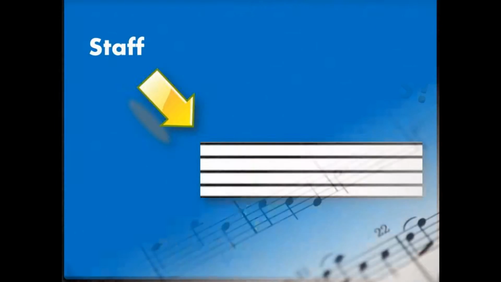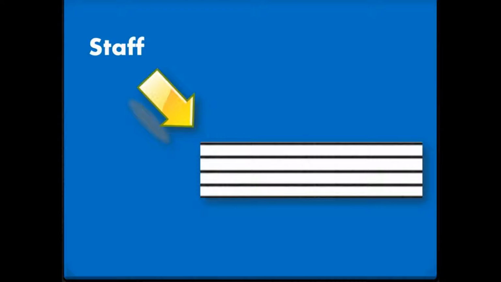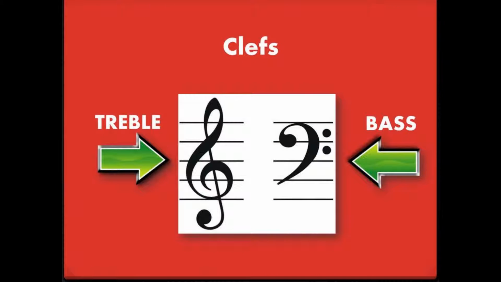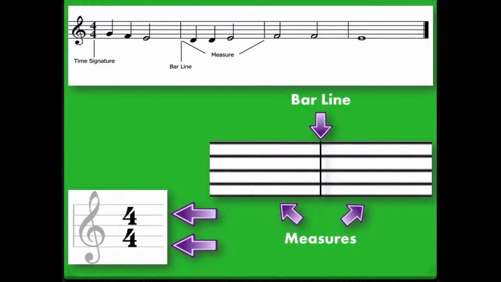First of all, music notes are located on a musical staff. A staff is made up of 5 horizontal lines and 4 spaces. At the beginning of each staff is a clef. The clef says which range of sounds should be played. There are 2 types of clef staffs. The treble clef is for a higher range of notes, and the bass clef is for a lower range of notes.